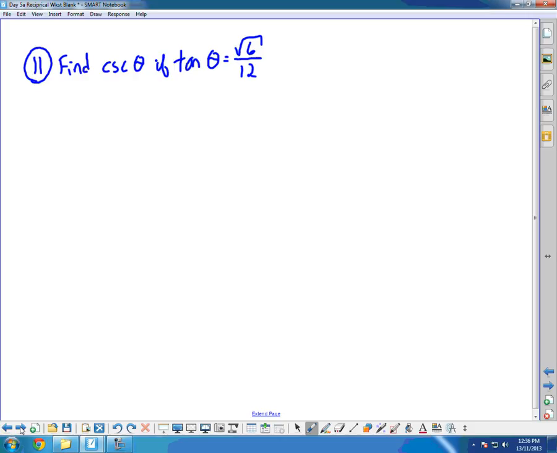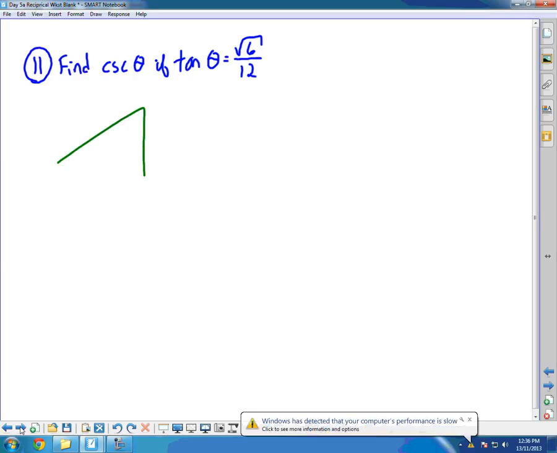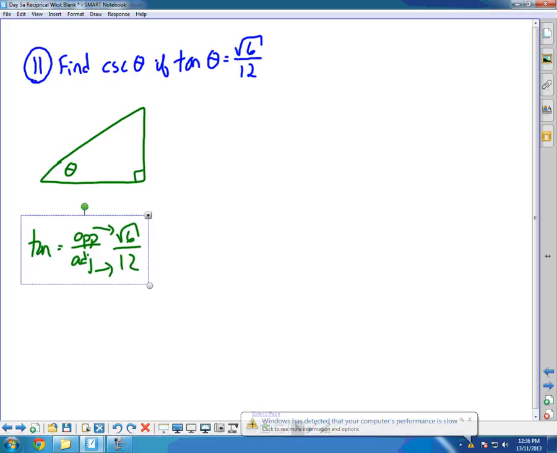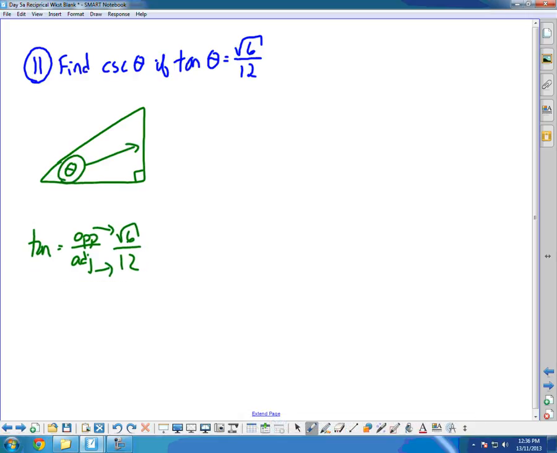One, you could draw a picture. Because you know the tan, you can imagine some right triangle, and it doesn't really matter what it looks like. There's theta. And since you know tan is opposite over adjacent, in this case it's root 6 over 12. The opposite is root 6 and the adjacent is 12. So on my triangle, if this is theta, the opposite is right here, so this side is root 6. And adjacent is right here, and this side is 12.